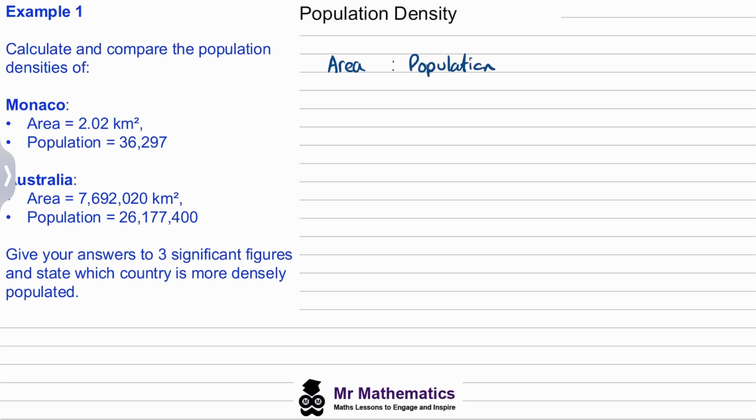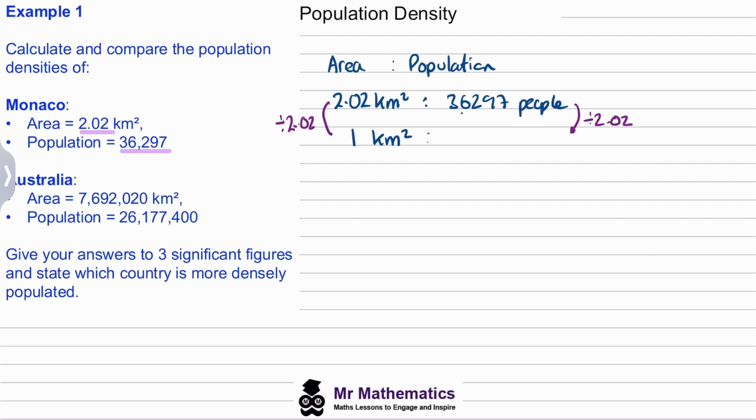So in example 1, we've been asked to calculate and compare the population densities of Monaco and Australia. We're told that Monaco has an area of 2.02 kilometers squared and a population of 36,297. So its density, and this is in people, its density is the number of people in 1 unit of area, so 1 kilometer squared. And we need to keep this ratio balanced. So we divide both sides by the 2.02.